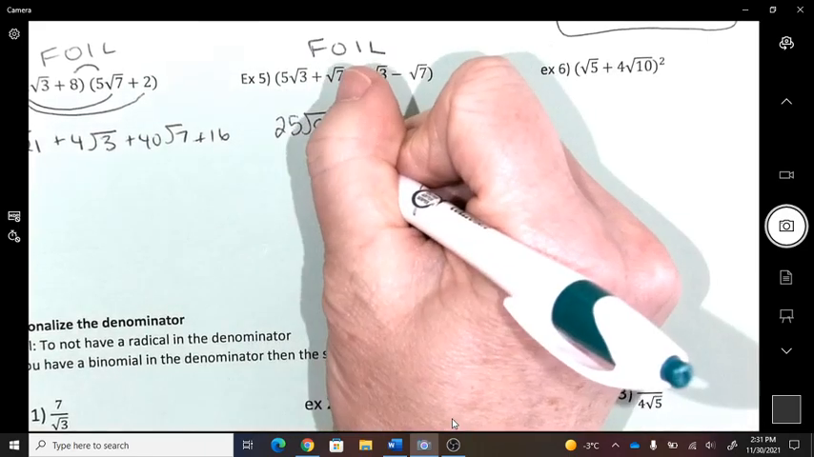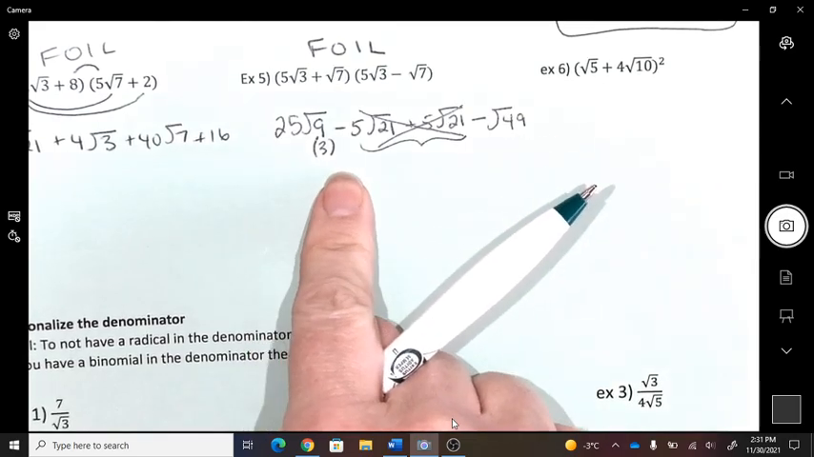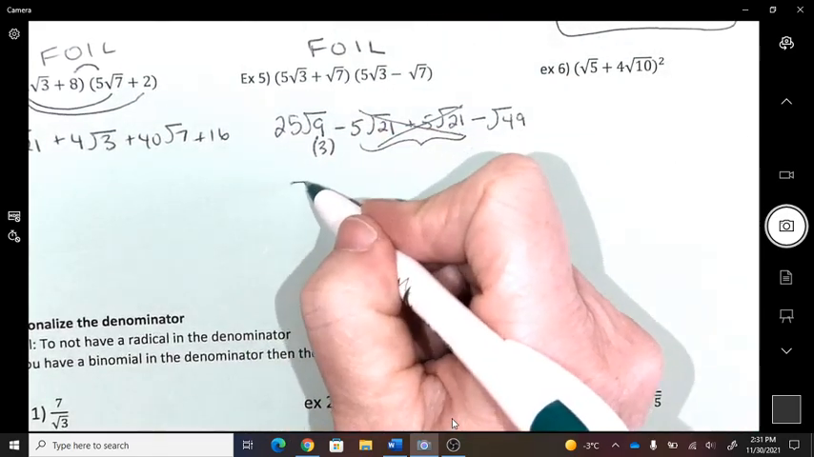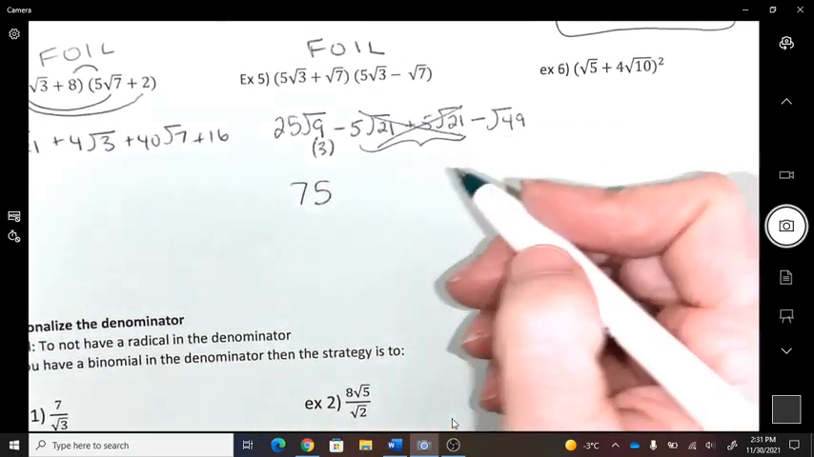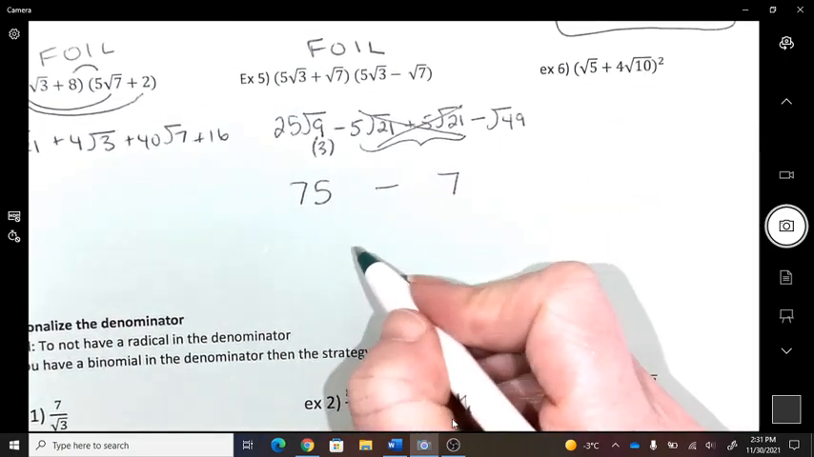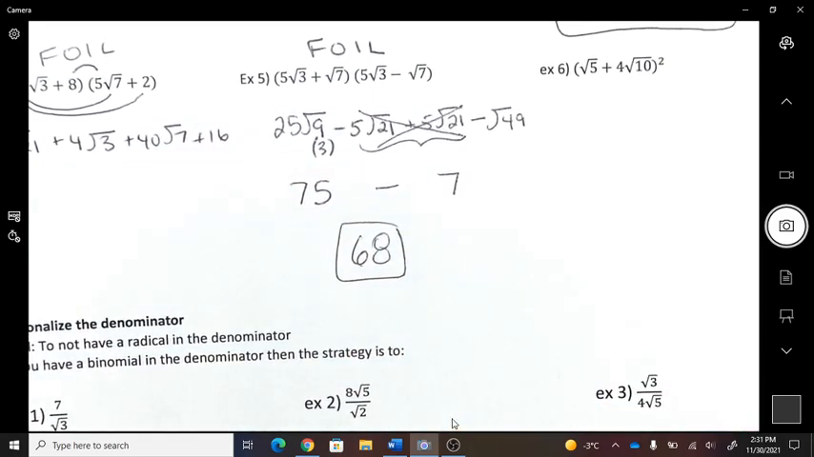3. I could say that's a whole number 3, which makes this 25 times 3, 75. Root 49 could turn into a 7. So my final answer? 68. Okay, so we're going to be using this strategy a few times later here.